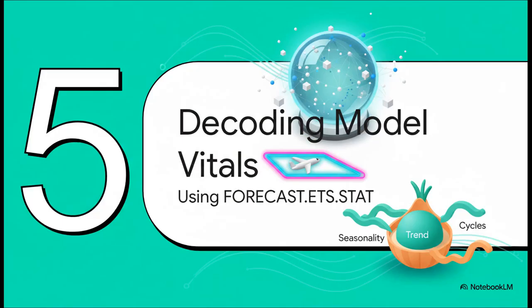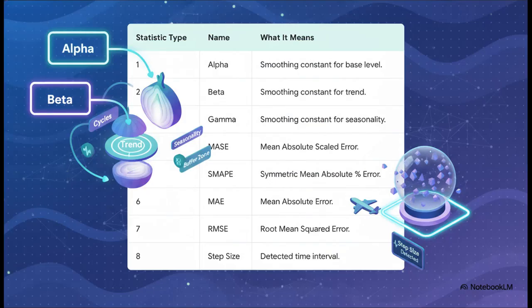Okay, so we've checked the flight plan, but now it's time to pop the hood and check the engine itself. We need to see if our model is healthy, and we do that by decoding its vital signs with yet another function, FORECAST.ETS.STAT. Think of this function as the mechanic's diagnostic report for your model. It gives you 8 key statistics. The first 3, alpha, beta, and gamma, tell you how the model is thinking. Then you get 4 different error metrics that tell you just how accurate the model has been in the past. And finally, number 8 confirms the step size. It tells you what heartbeat it detected in your data.